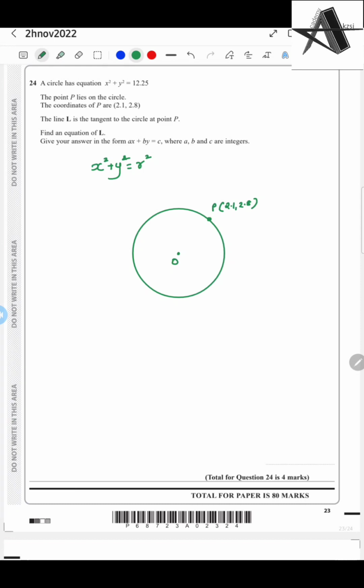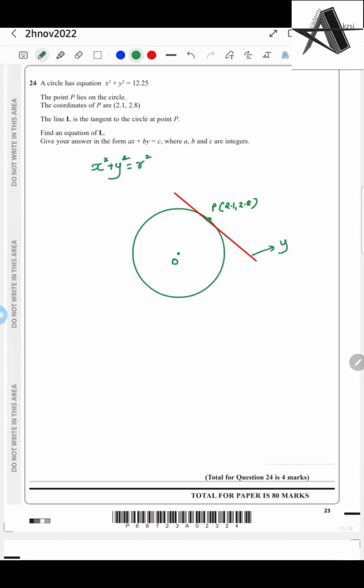Line L is the tangent at the point P. So now I need to draw a line which is tangent to this circle, which would be like this somehow. The tangent touches at one point. This is not a very perfect figure. And this tangent is at point (2.1, 2.8). Next, we need to calculate the equation of this line L.